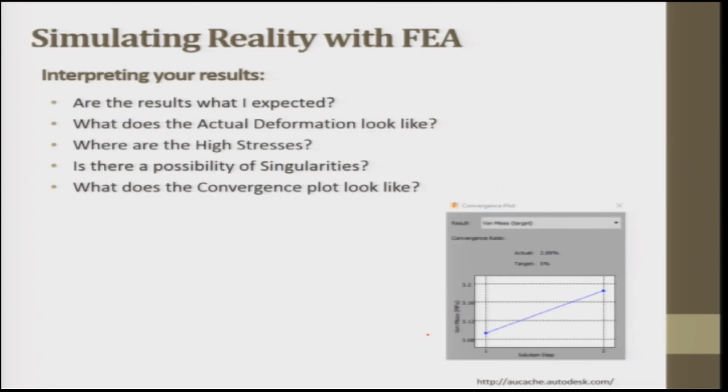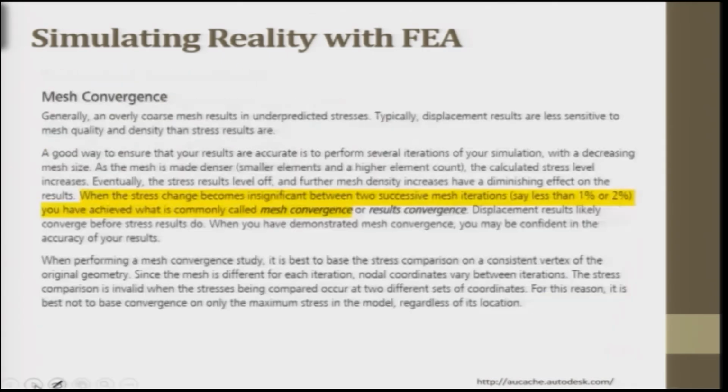Now, interpreting the results. What are the results that we expect from here? What does the actual deformation look like? Where are the high stresses? Is there a possibility of singularity? What is singularity? I will just tell. What does the convergence plot look like? These things we need to see. The baseline target here was put as void noises. This is stress in megapascals versus solution step, something like this: actual and target. Actual is 2.89% convergence rate.